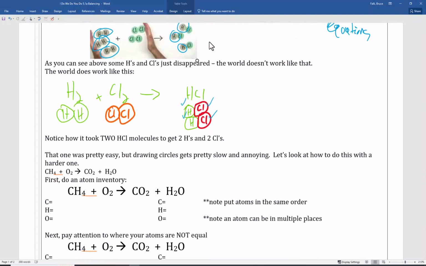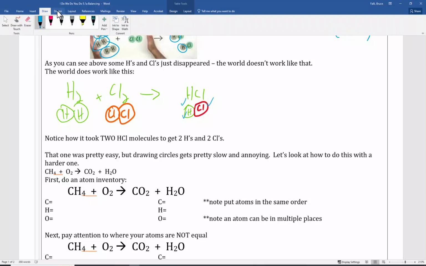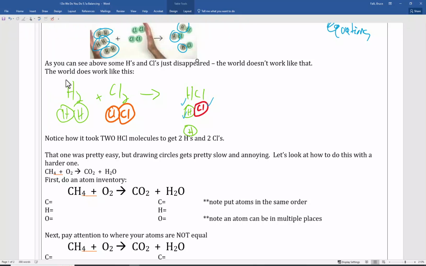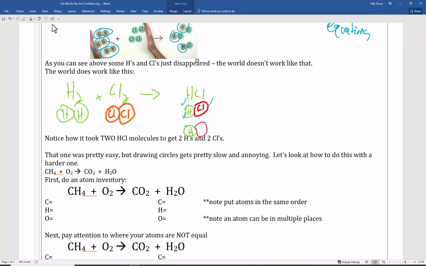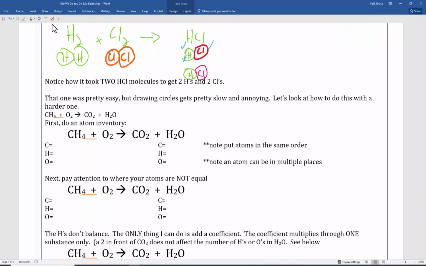All right, so this actually should be a little more, let me get my colors back. Let me get my green. They should be separated, so I should have an H separate from Cl. Okay. That was pretty easy, but drawing circles gets pretty slow and annoying. So let's look and see how to do the harder one.